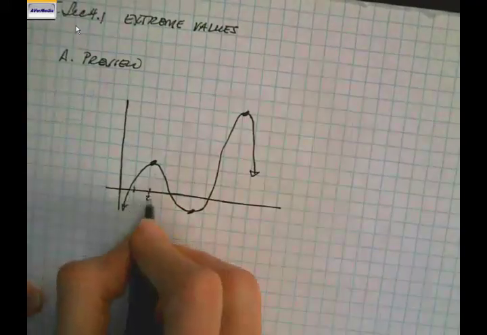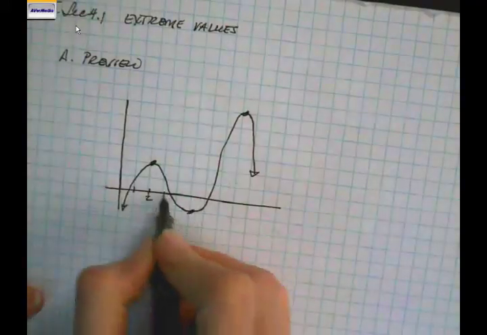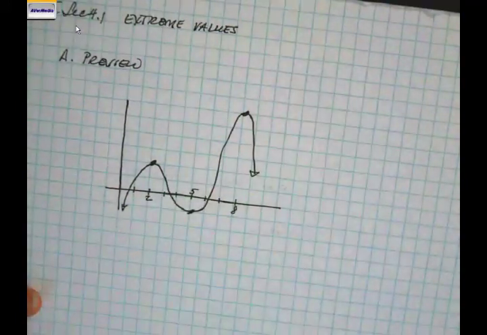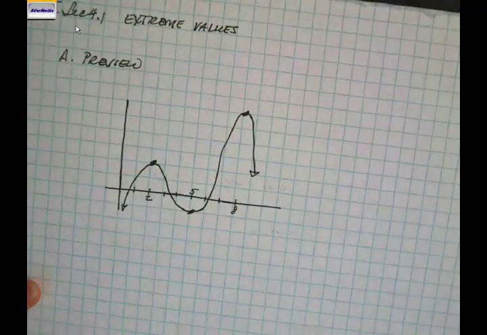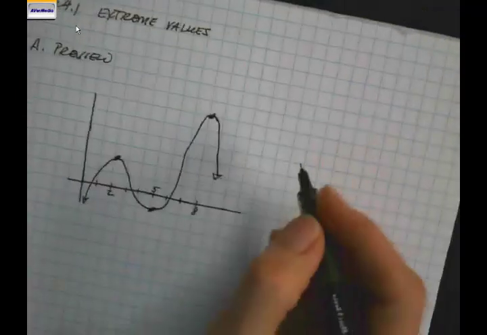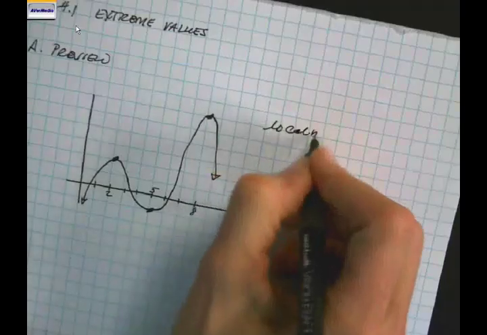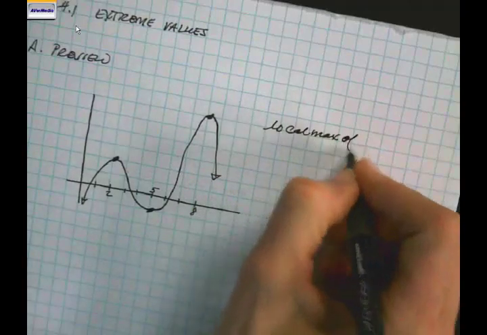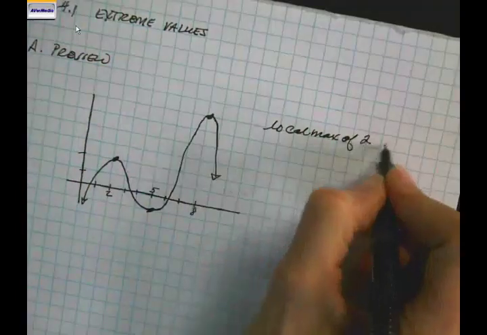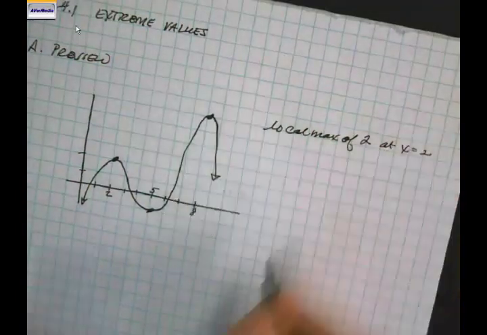So if this is an x value of 2, 3, 4, 5, and this is an x value of 5, 6, 7, 8, and an x value of 8, then you're seeing that at an x value of 2, you have kind of a local height or a local max. At the x value of 5, you have kind of a local min. And an x value of 8, you have a local max. So we have a local max of, this height would be a height of 2, a local max of 2 at x equaling 2.